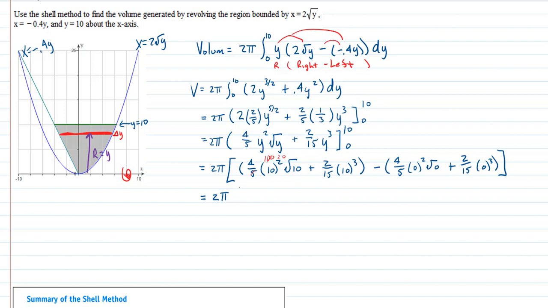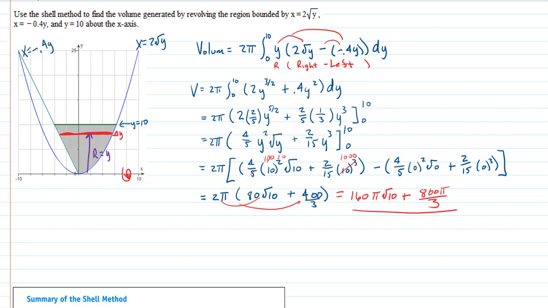80 square roots of 10, and I can't simplify the square root of 10. Plus, that's going to be 1,000. Yeah, so this is going to end up being 400. And then we need to distribute that 2 pi across, and that's going to give us 160 pi square roots of 10 plus, oops, that's not 400, that's 400 over 3. So that would be 800 pi over 3. And this would be our final answer. And this is the exact form, not a decimal approximation. This would be the answer that I would want on a test.